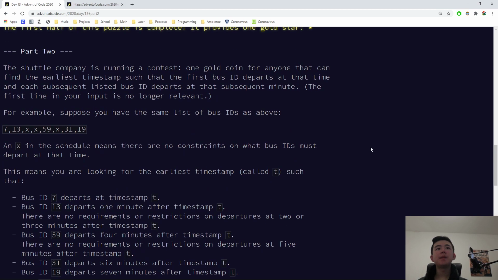Part 2. The shuttle company is running a contest: 1 gold coin for anyone that can find the earliest timestamp such that the first bus ID departs at that time and each subsequent listed bus ID departs at that subsequent minute. The first line in your input is no longer relevant. For example, suppose you have the same list of bus IDs as above. An X in the schedule means that there are no constraints on what bus IDs must depart at that time.